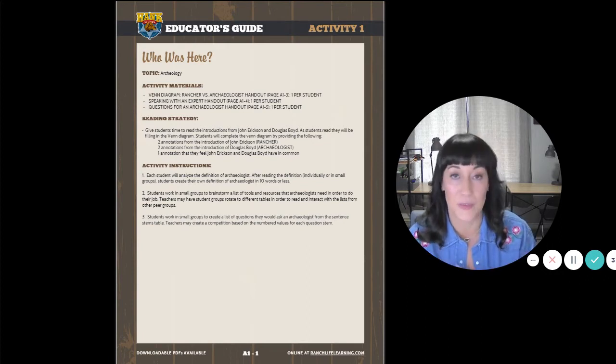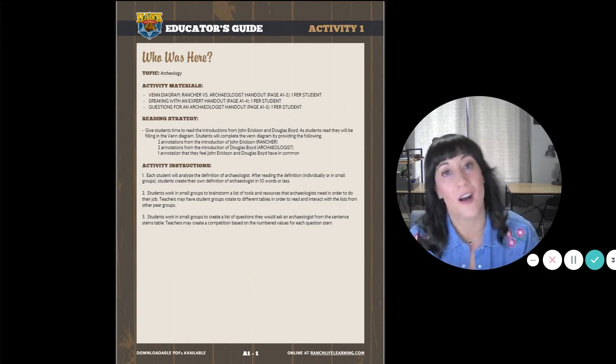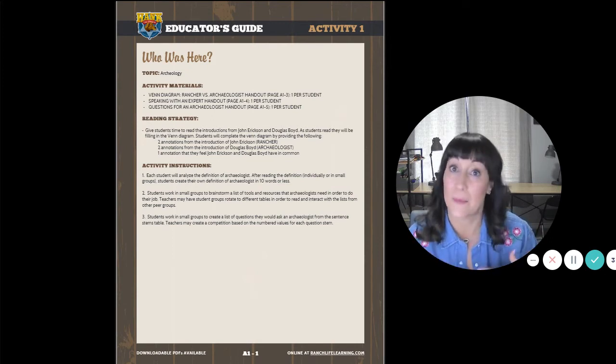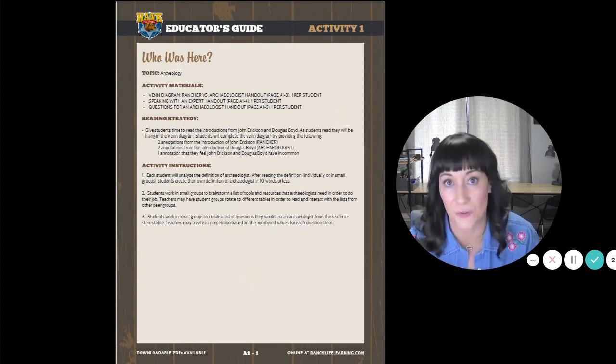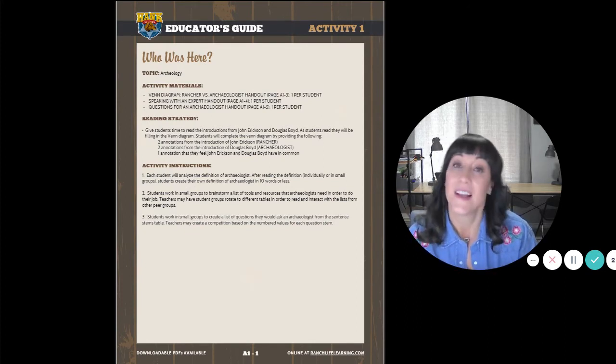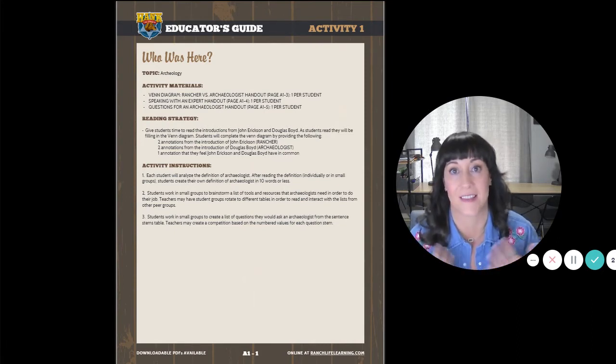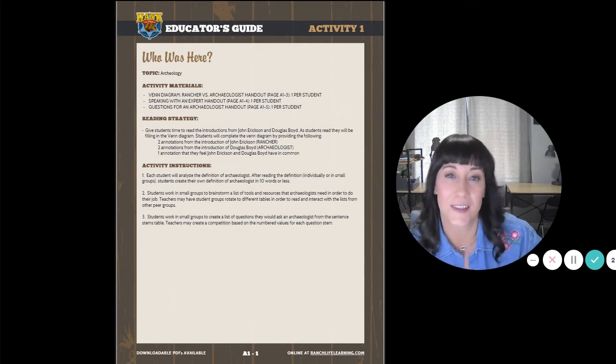So they can read and react with lists from other peer groups. You could do a table walk or some other collaborative activity for them to share what their list looks like and for them to add on to their list as they go through and get information from their peers. Last but not least, they could then create questions either individually or in small groups that they themselves would ask an archaeologist. So let's look at those handouts.